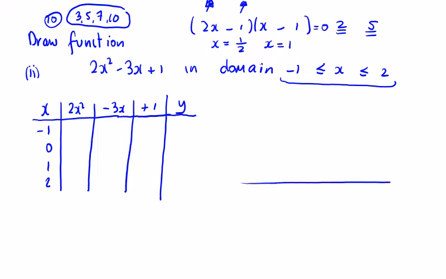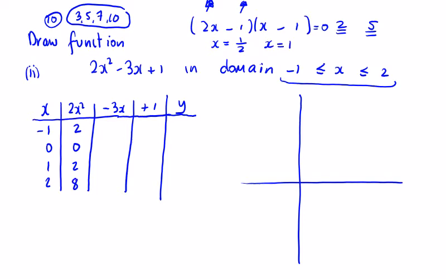So there's my x-axis. And we're going from -1 to 2, so I need a little bit more room on the right. There's my y-axis. So 2 by -1 squared is going to just give me 2. 2 by 0 squared is 0. 2 by 1 squared again is 2. And 2 by 2 squared is 8.